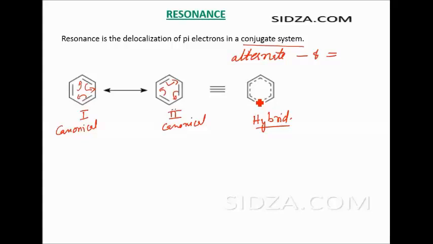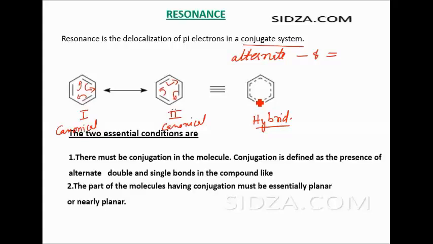But that's not the only requirement for resonance, right? There are 2 essential conditions for resonance. Number 1, the conjugated system. The molecule must be conjugated, that means there should be alternate single and double bonds. The second requirement is that we should have a planar molecule, right?